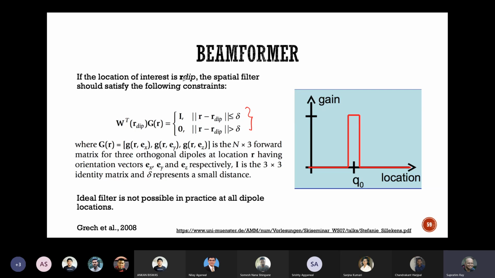So if I give you a location, r_dip, my spatial filter will depend on this location, and it has to follow this constraint: the weight vector at r_dip multiplied by the gain field matrix is identity if r is very close to r_dip. So it's reconstructing my dipole at r_dip, but it's zero everywhere else.